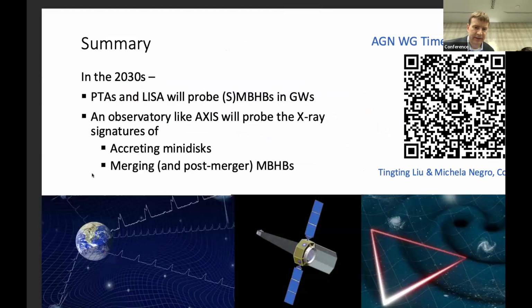So just to summarize, in the 2030s, we will have 2 major gravitational wave observatories. We'll have PTAs operating at the nanohertz range and LISA at the millihertz range. And they will both probe massive black hole binaries in gravitational waves. And AXIS will be right in the middle of the action. And it can probe the X-ray signatures of accreting mini disks and also the merger signals of massive black hole binaries.